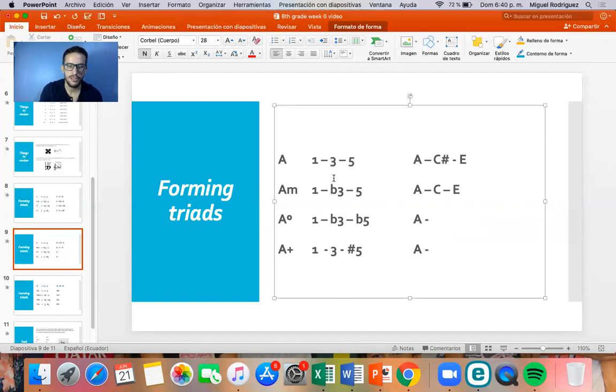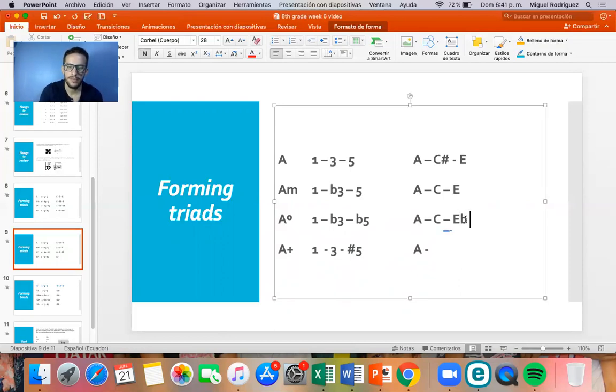There's only one difference, 3 and the flat 3. Okay? Yes? Okay, good. Let's continue. Then we're going to turn this into a diminished triad. So the flat 3 is the same, so C remains the same. And then we have the flat 5. So to make this a flat 5, we only put a flat, E flat.